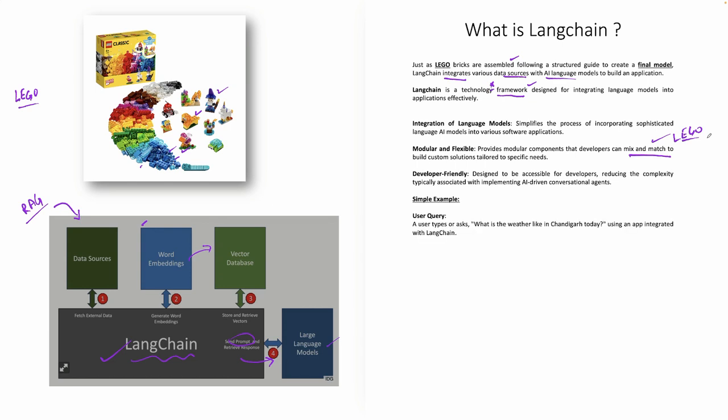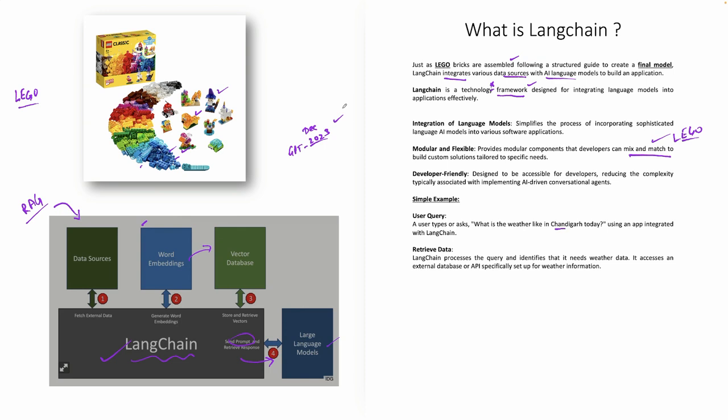Now here we'll take a very simple, basic example. A user is giving a query like, what is the weather like in Chandigarh today, using an app integrated with LangChain. Simple, right? You have an app integrated with LangChain, and you are asking, what is the weather in Chandigarh today? Obviously, you can't send this question to, say, ChatGPT. ChatGPT won't know it, because as I told you, even GPT-4 is trained till December 2023. So how can it tell how the weather is in Chandigarh today? So obviously you have to fall back on your existing data source or private data source.